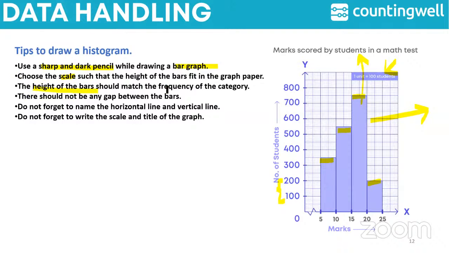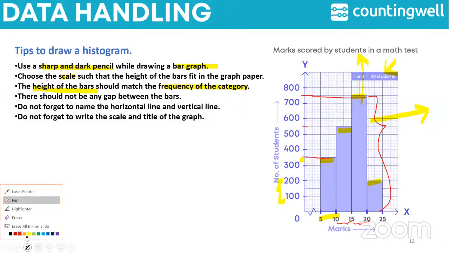The height of the bars should match the frequency of the category. So if the frequency for the class interval 5 to 10 is 350, then you have to correctly mark 350 here. And if the frequency for the class 10 to 15 is 550, you have to clearly mark it here. And for 15 to 20, the frequency is 750, so you have to take the height of the bar till 750.